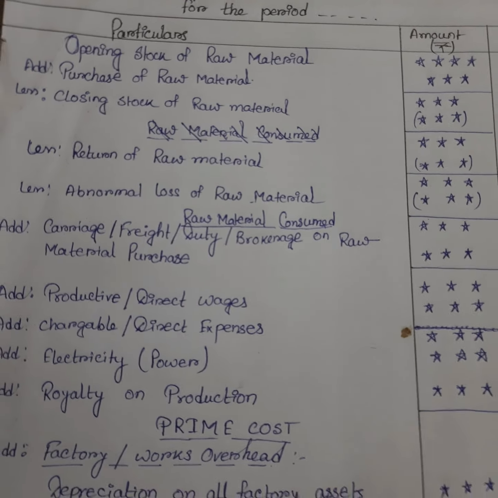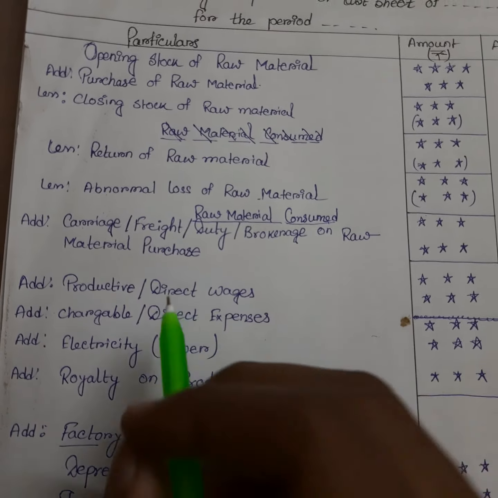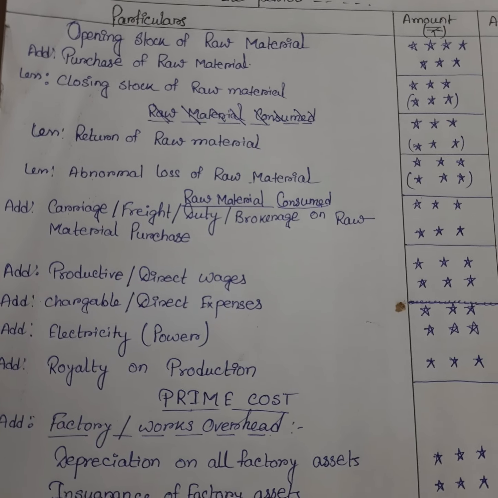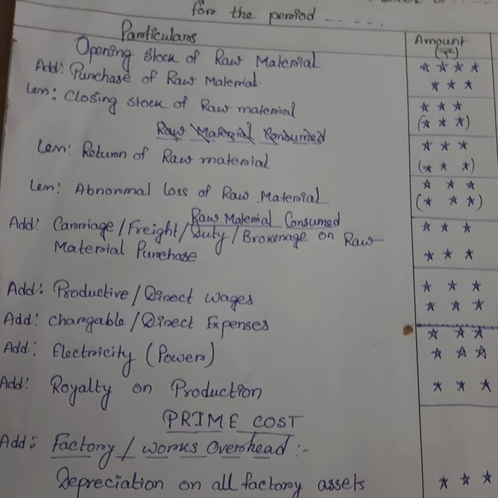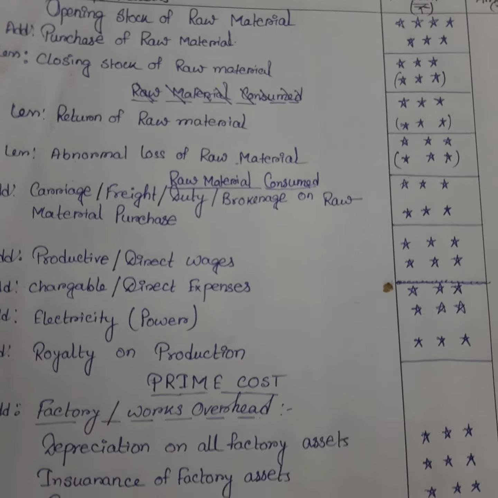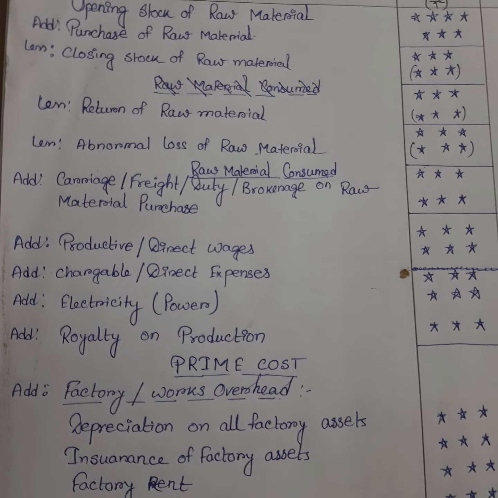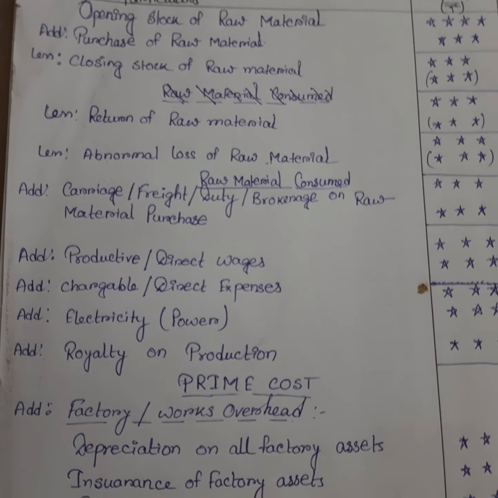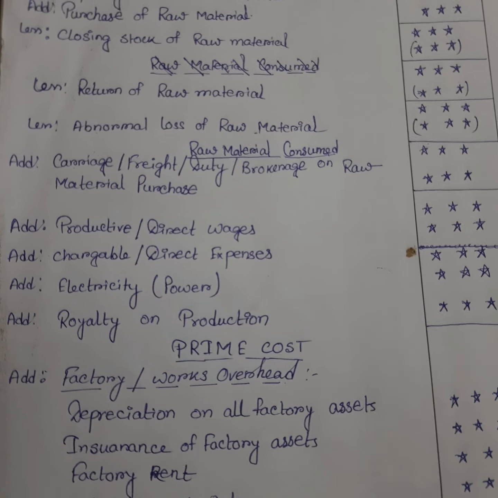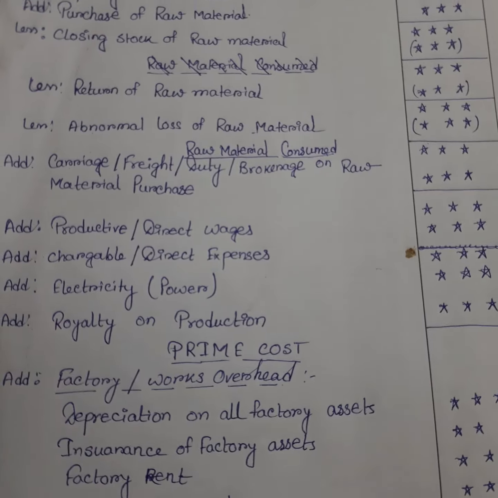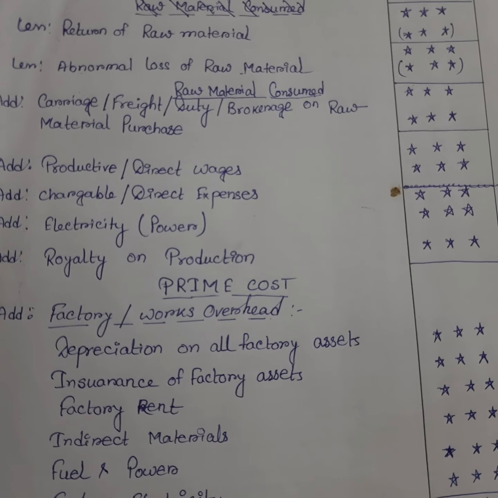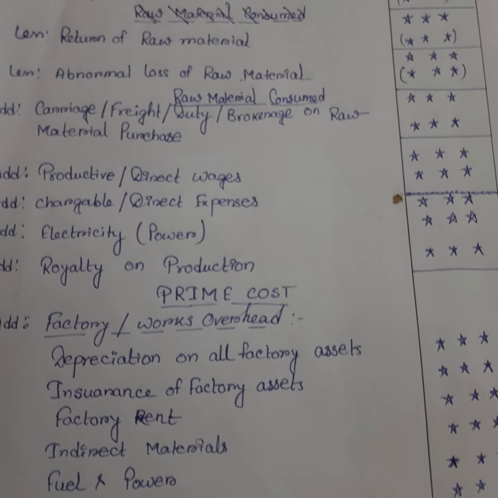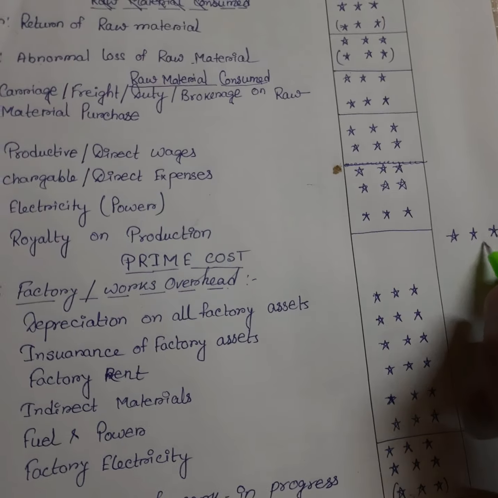Then we have to add the carriage, freight, duty or brokerage of raw material. Then we have to add the productive or direct wages, that is the labor work produced in the direct manufacturing process. Then we have to add the chargeable or direct expenses, the expenses which are directly related to the production process. Then we have to add the electricity, then royalty on production, and that's how we got prime cost.